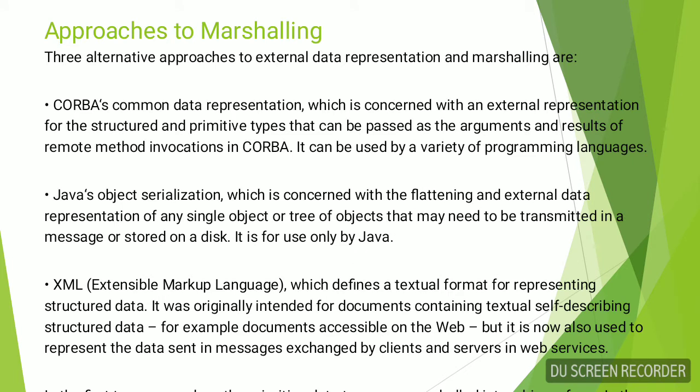Approaches to marshalling. Three alternative approaches to external data representation and marshalling are, first, CORBA's common data representation, which is concerned with an external representation for the structured and primitive types that can be passed as the arguments and results of remote method invocations in CORBA. It can be used by a variety of programming languages.